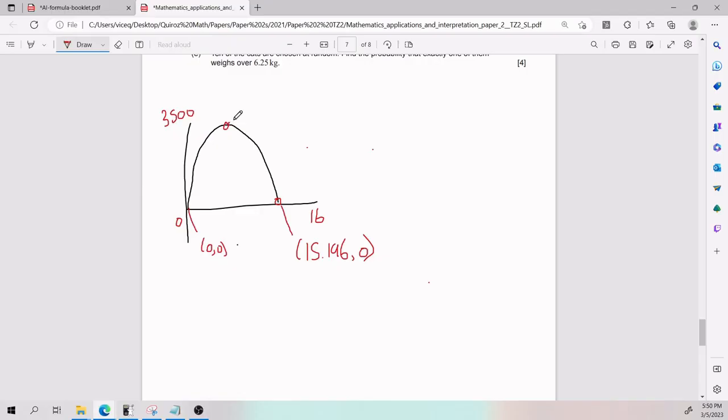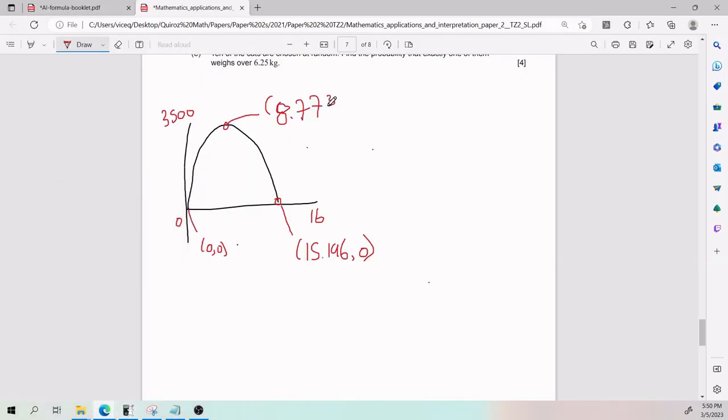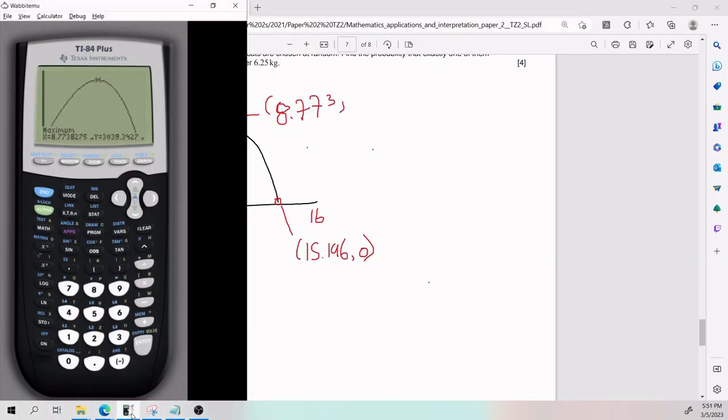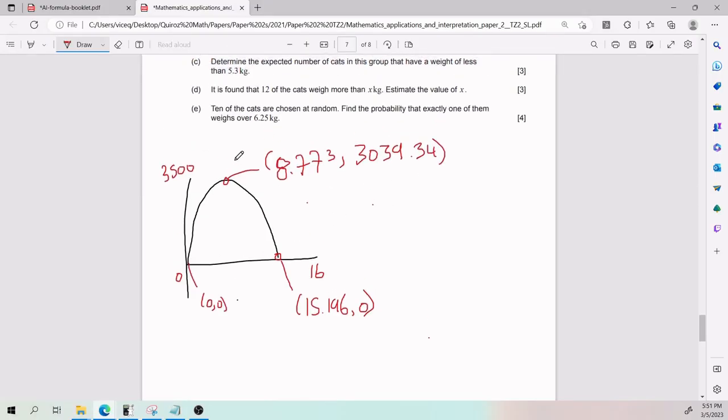There it is. So my maximum is going to be 8.77, if I remember correctly. 3,039, 0.34. Why not? All right, so that is good enough for sketching, honestly.